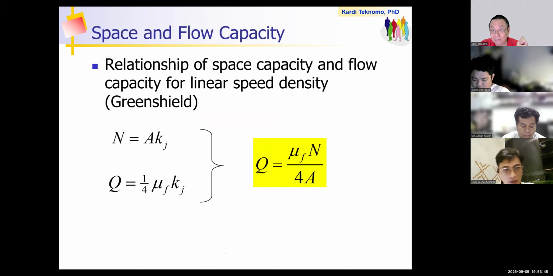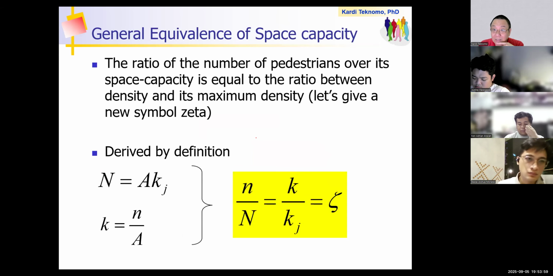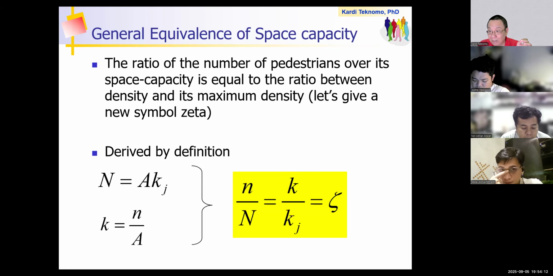The relationship you can derive on your own. The slide consists of the derivation, so you can get this value. In general, the ratio of the number of pedestrians over its space capacity is actually the same as the ratio between the density and jam density.